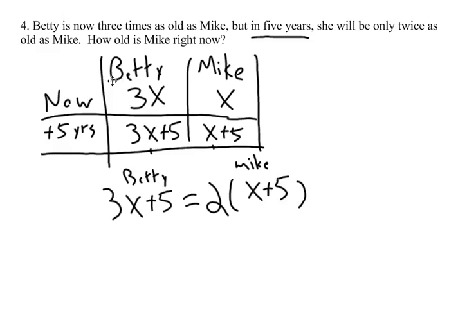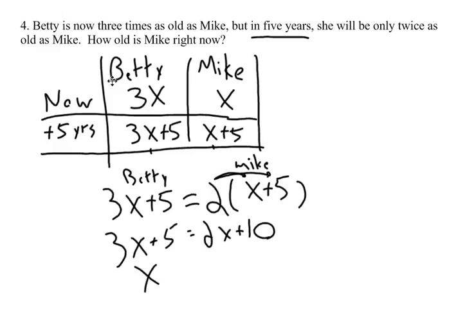Now that gives us something we can solve. We start with distributing. Could have also started with dividing both sides by 2, but that wouldn't have given us nice numbers. We take away 2x from both sides. We take away 5 from both sides. X equals 5. This is the solution.